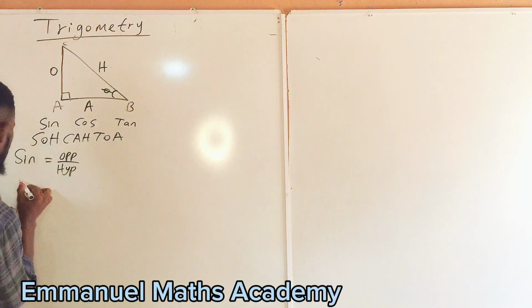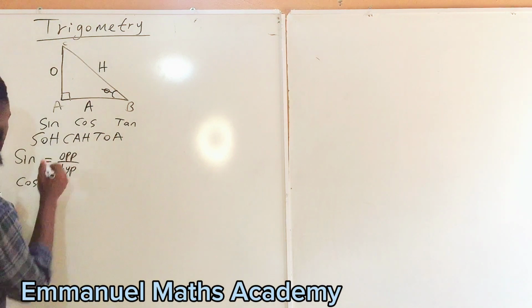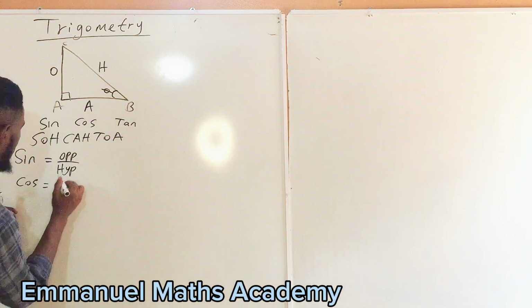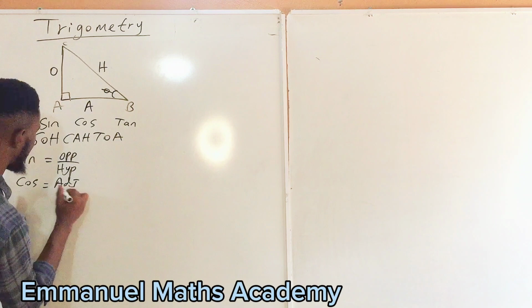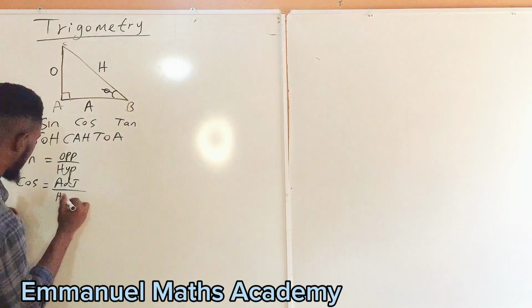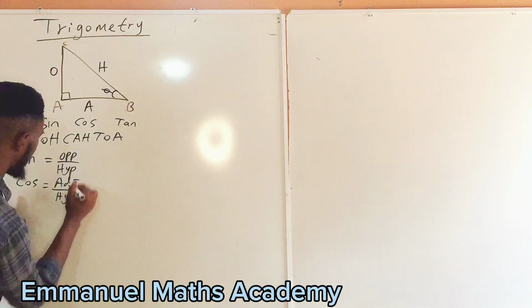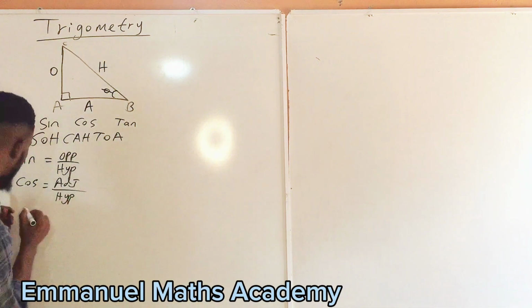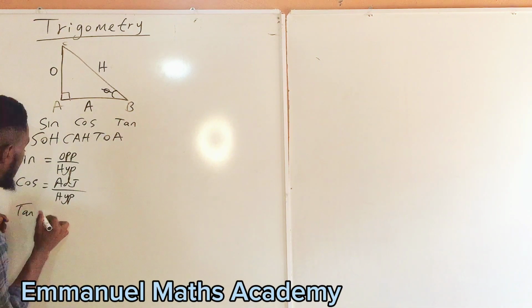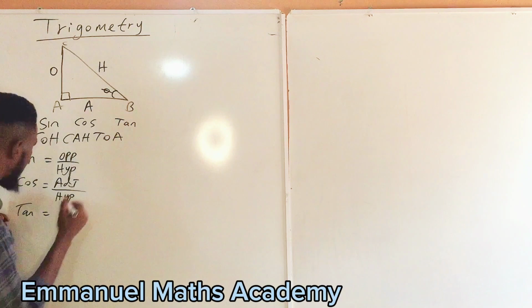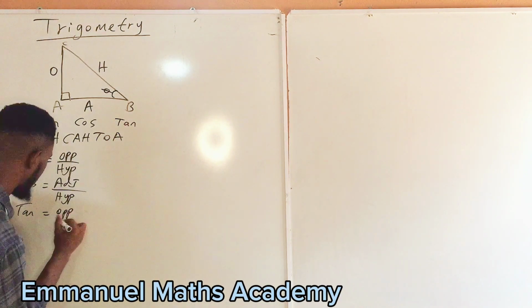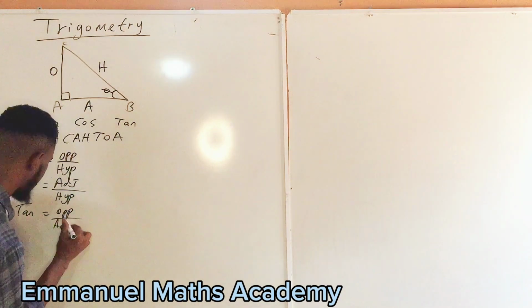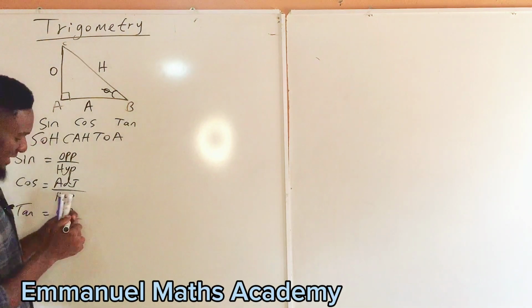SOHCAHTOA, right? Where you have that our sine is equal to opposite over hypotenuse, right? Then the cos is equal to adjacent over what? Hypotenuse. Is that clear? Then the tan is equal to opposite over adjacent. Is that clear?